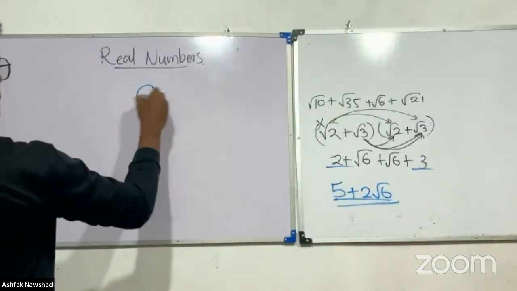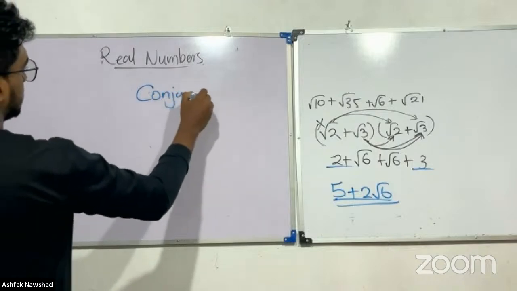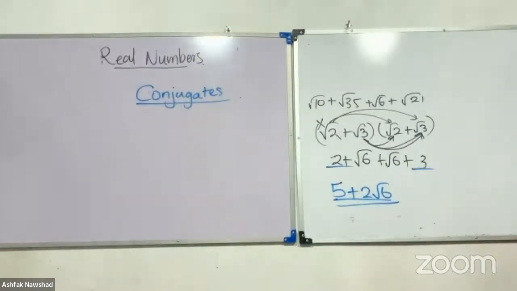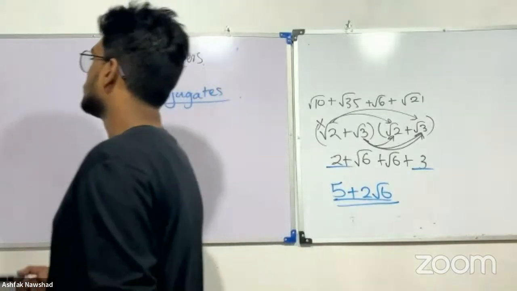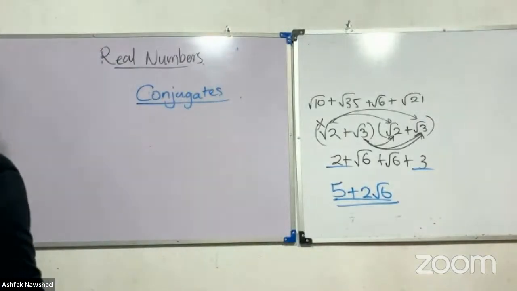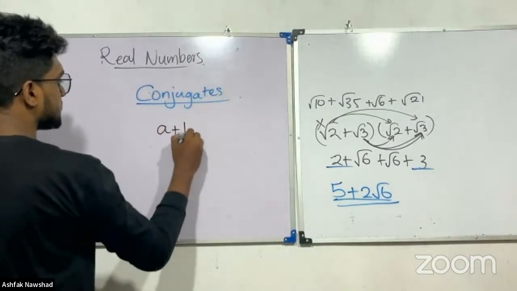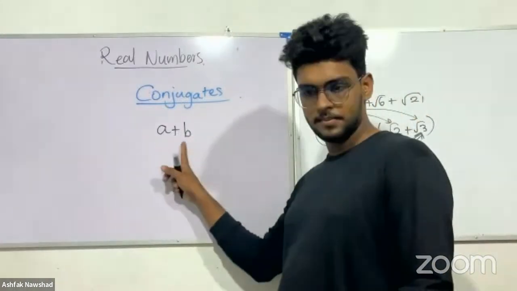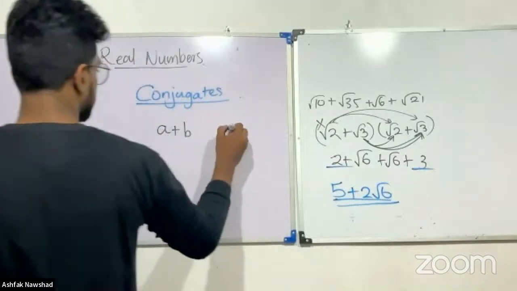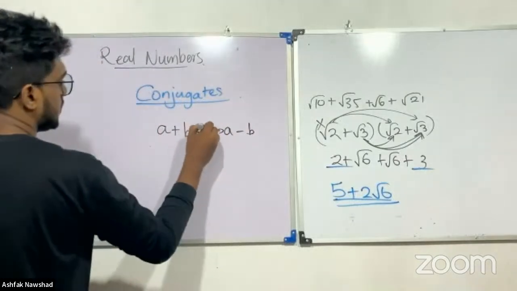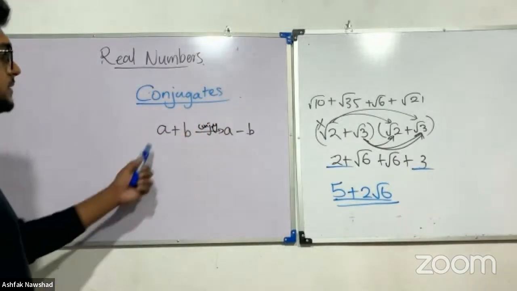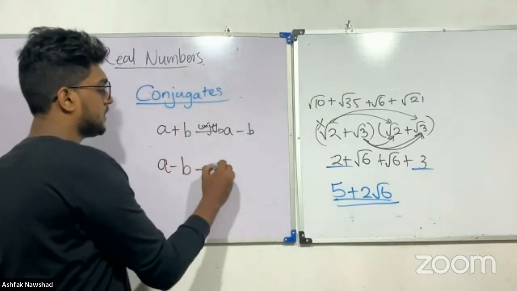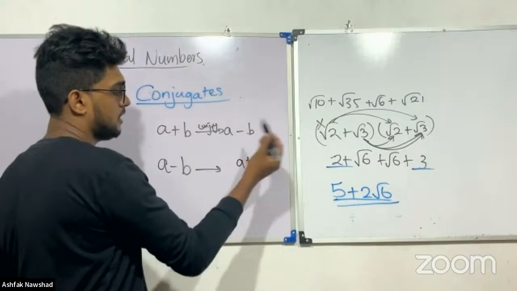The topic is conjugates. What do conjugates mean? I'll explain it to you simply. These are applied to binomials. If there's an expression A plus B, the conjugate of A plus B is A minus B. If there's an expression A minus B, the conjugate of A minus B is A plus B.